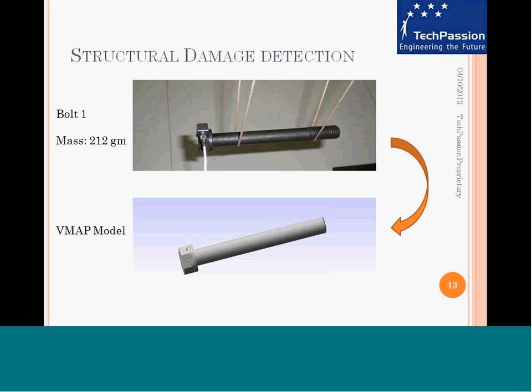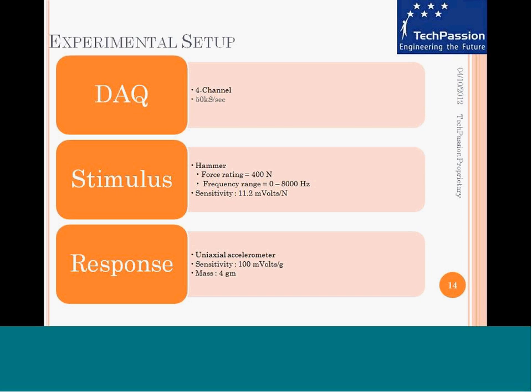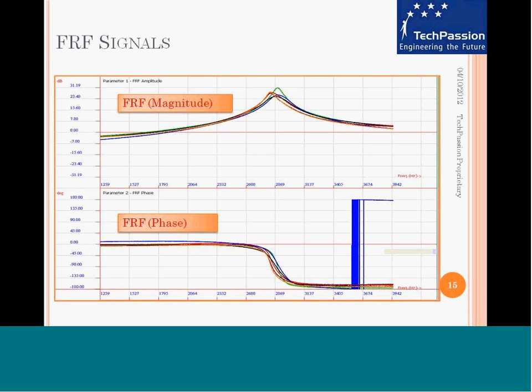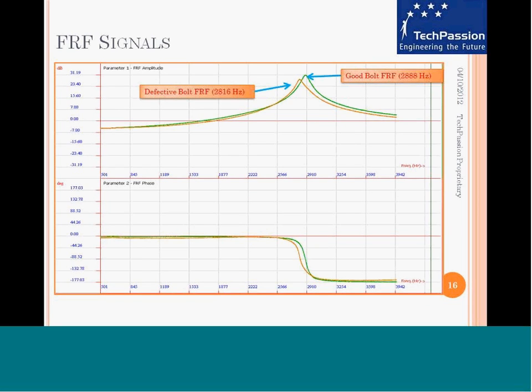We did this, and we repeat the experiment because it is statistical. We look at a large lot of bolts, and here I am presenting the results from the good and the bad one. This bolt is 212 grams in weight, and the experimental setup remains the same. What we are looking at here is the frequency response function, amplitude and the phase plot. After averaging over the lot of the good and the bad ones, we get this frequency response function, a clear separation between the good and the bad one.